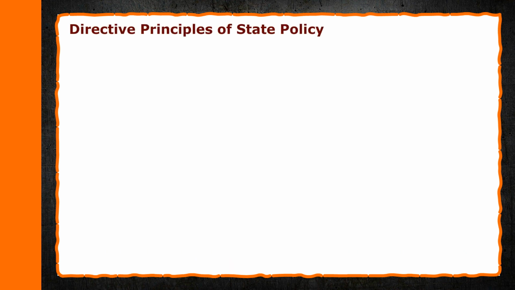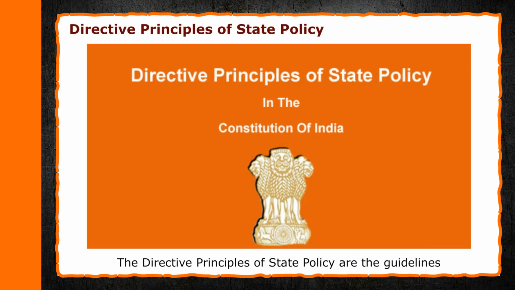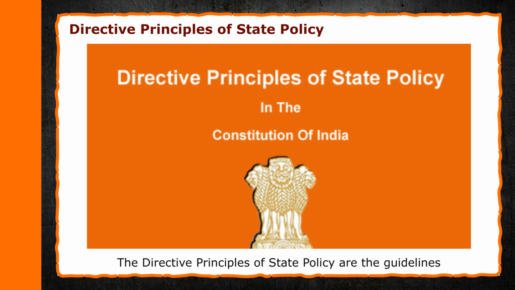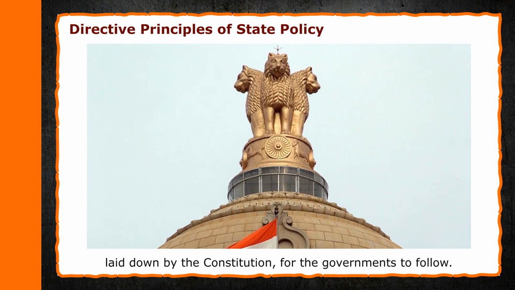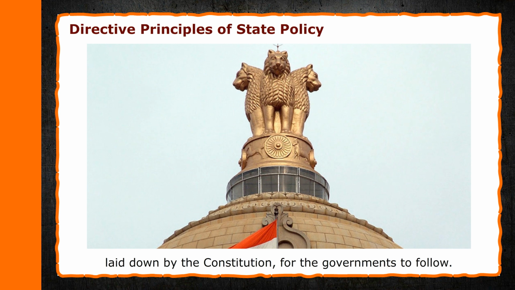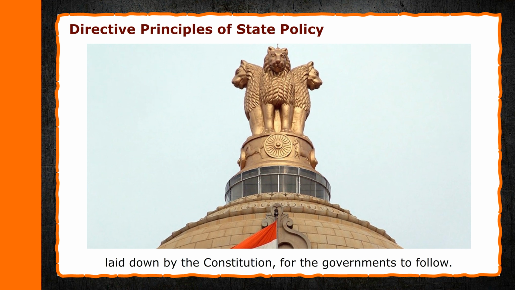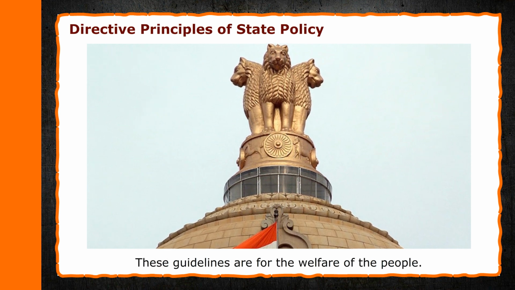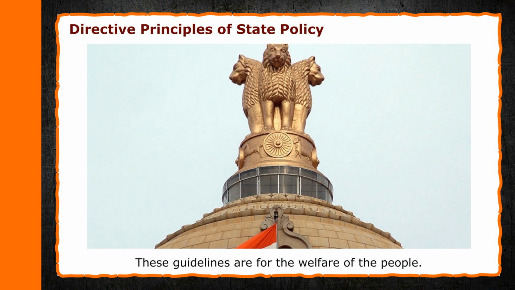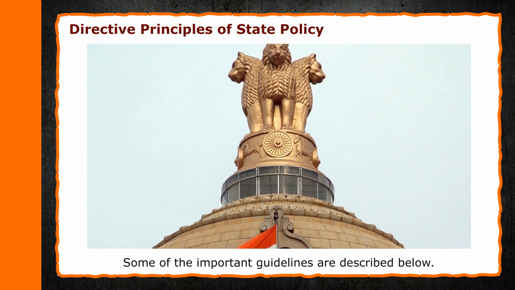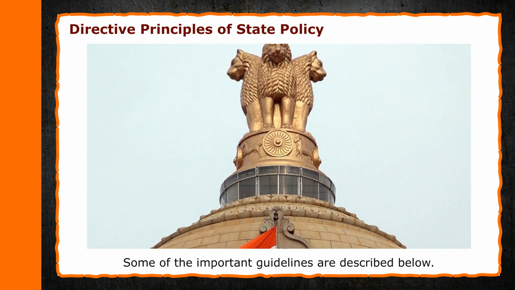Directive Principles of State Policy. The directive principles of state policy are the guidelines laid down by the Constitution for the governments to follow. These guidelines are for the welfare of the people. Some of the important guidelines are described below.